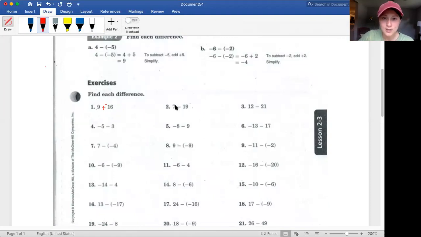Number 2, 7 minus 19. Well, I'm adding the negative. So it's 7 plus -19. Number 3, 12 minus 21. I'm adding the negative, adding the opposite. So it's 12 plus 21. So we can work these out. Let's do these three together. So let's practice our addition.